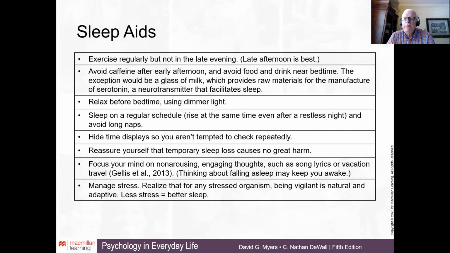It's helpful to have some quiet, relaxing time before falling asleep where we can dim down the lights. It's helpful to have a regular sleep schedule where we can go to sleep around the same time and get up around the same time, and to do that consistently, and also to avoid long naps, especially if we're having difficulty sleeping.